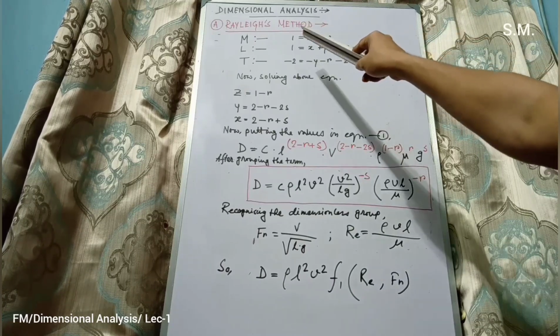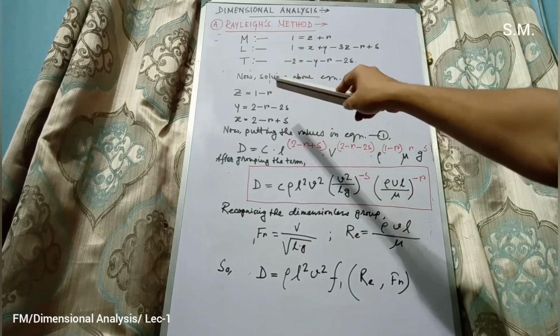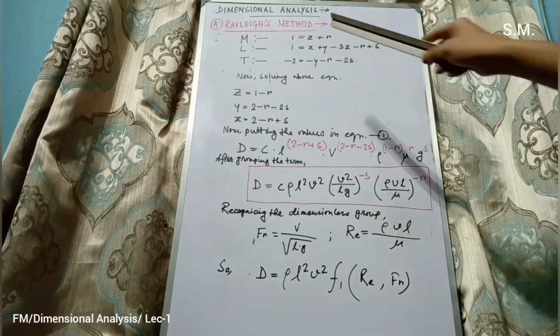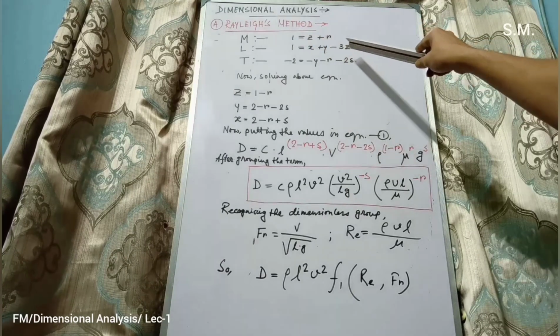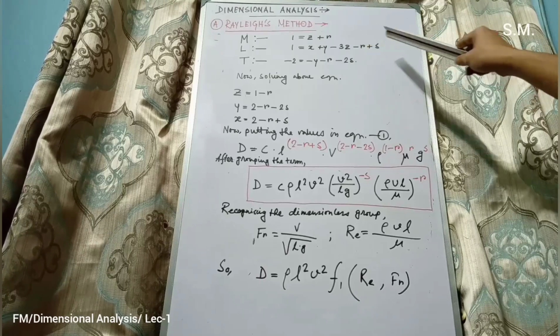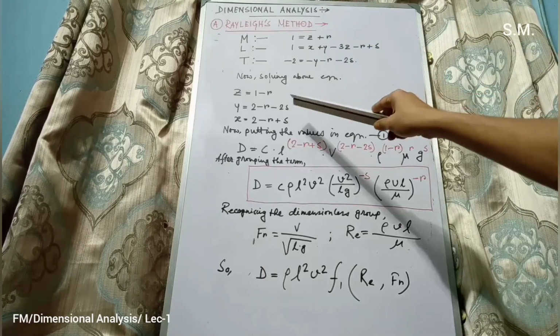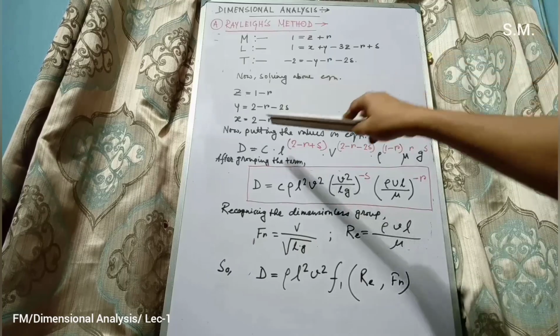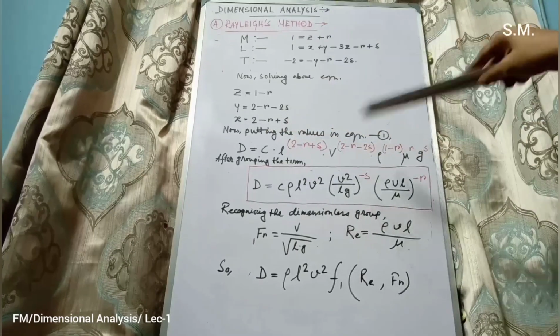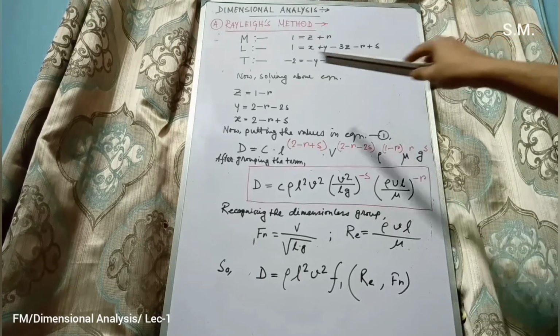From this equation, 1 equals Z plus R, we get Z equals 1 minus R. After that, the equation of L: 1 minus X plus Y minus 3Z minus R plus S. We get this equation, Y equals 2 minus R minus 2S, and the last one is X equals 2 minus R plus S. After solving those equations, we get this formation.